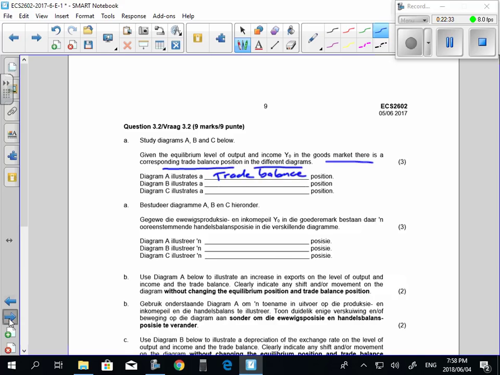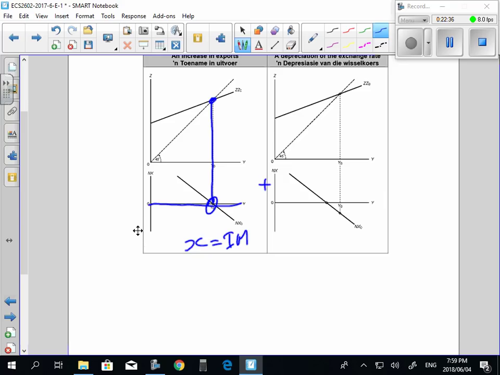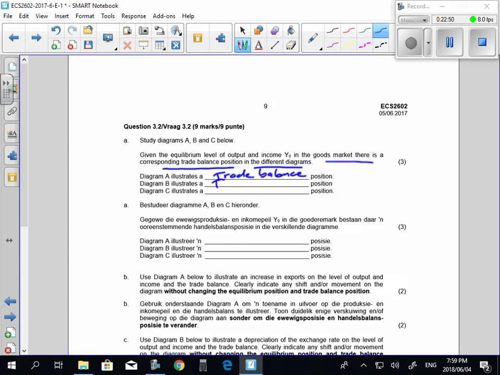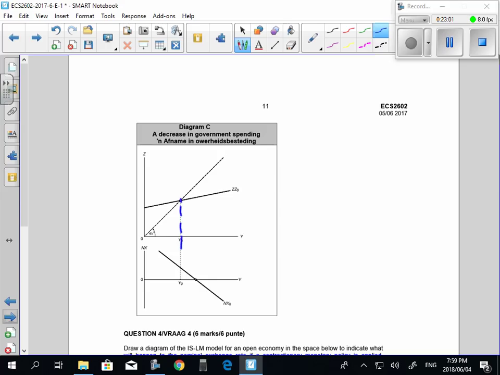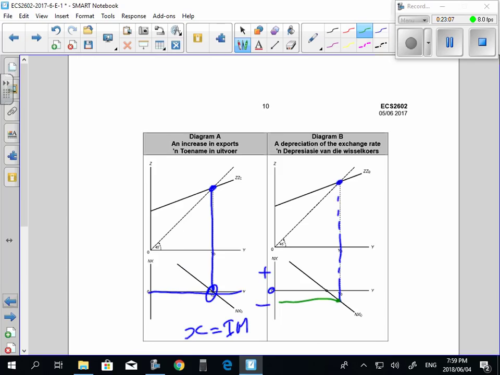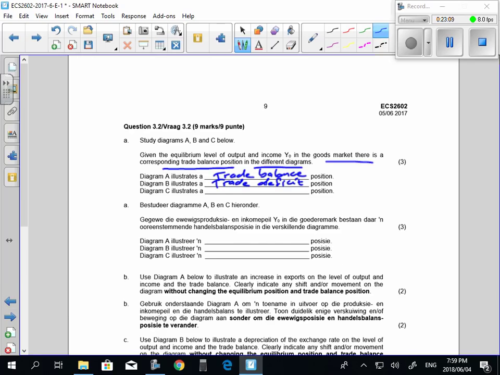Diagram B. So remember, this is the positive section of your net exports curve. That's 0, and that is the negative. And we can see that at equilibrium, we are sitting in the negative. So, exactly, trade deficit. Diagram C, we're sitting at a positive level. Where do we intersect the net exports curve? At a positive. Trade surplus.